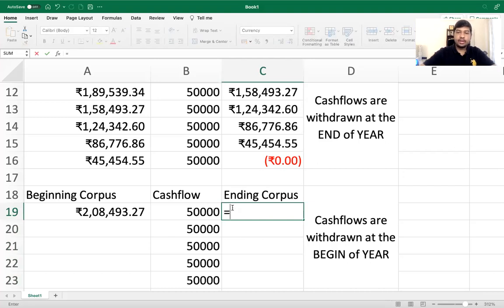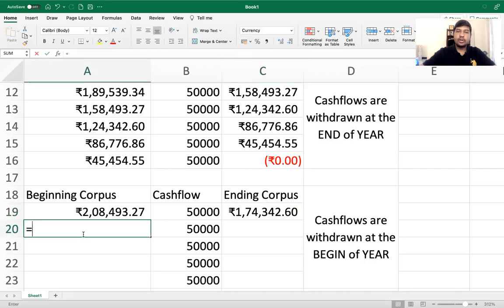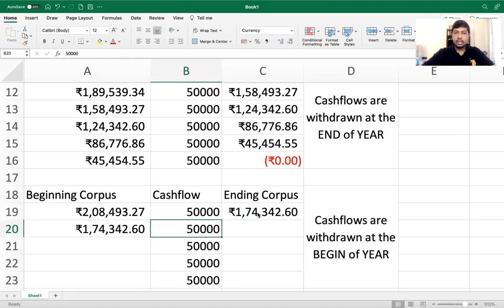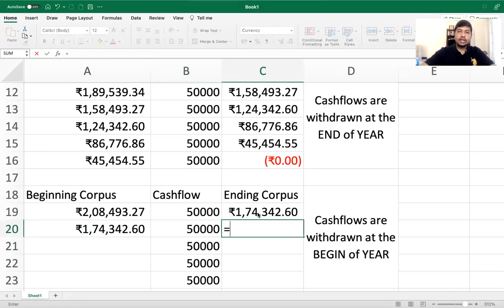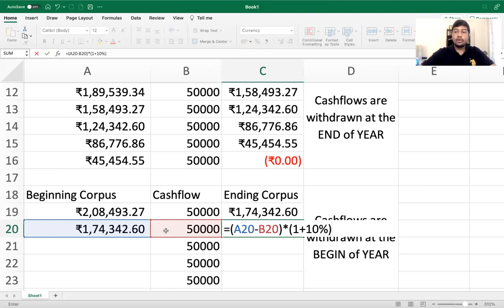So in this case, what's happening is the moment you're investing, immediately 50,000 rupees is getting withdrawn, and whatever is the balance on that, you are earning 10% return. So at the end of 1 year, the corpus that is remaining is 1,74,342.60. Whatever is the corpus remaining at the end of 1 year is the same corpus at the beginning of second year. So you will simply select this and press enter. Then what you will do next year is this amount minus 50,000 rupees, and whatever is the balance, that will earn 1 plus 10% return.